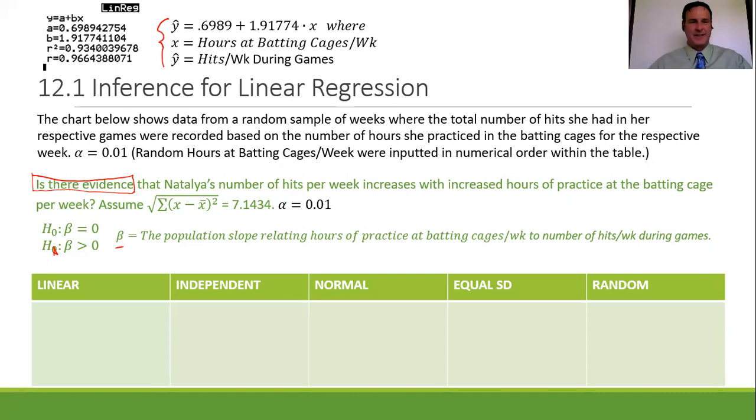Again, this B is usually too hard to find. I can't include every single data point for a week's worth of practice and games played, number of hits for the games played for the past 14 years. It's just too hard to do. So again, we have to use our sample to help predict what this may be.